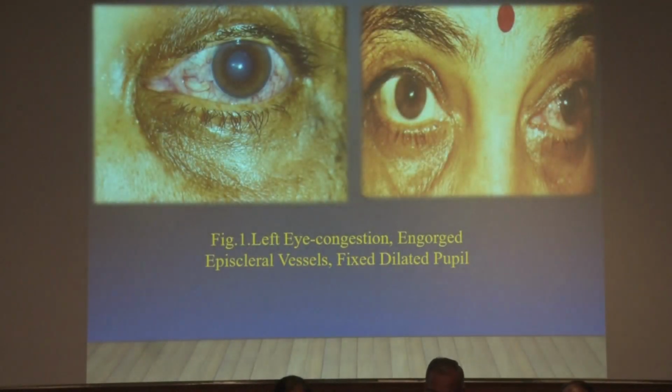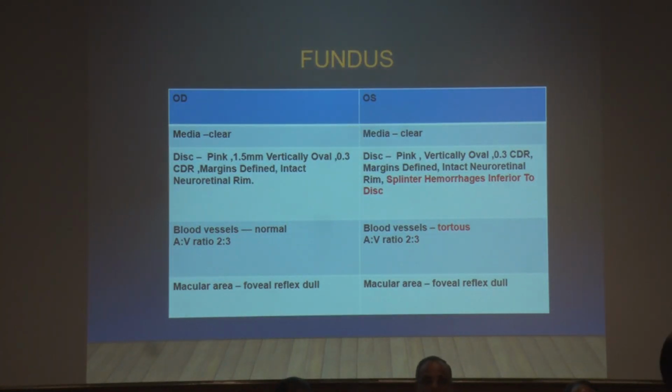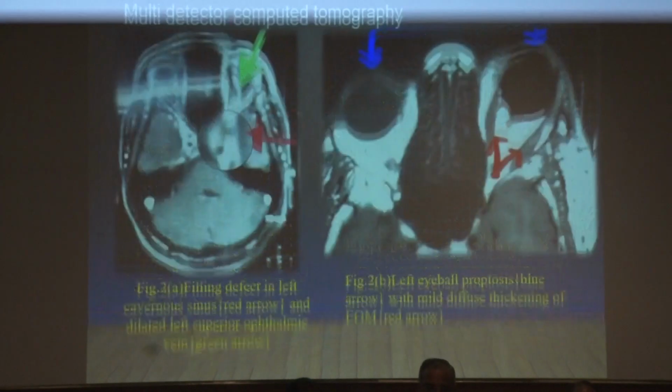This is the image of the left eye of my patient showing congestion, engorged episcleral vessels with fixed dilated pupil, while the right eye is absolutely normal. The fundus of the left eye showed splinter hemorrhages inferior to the disc and blood vessels were tortuous. Other findings were within normal limit.